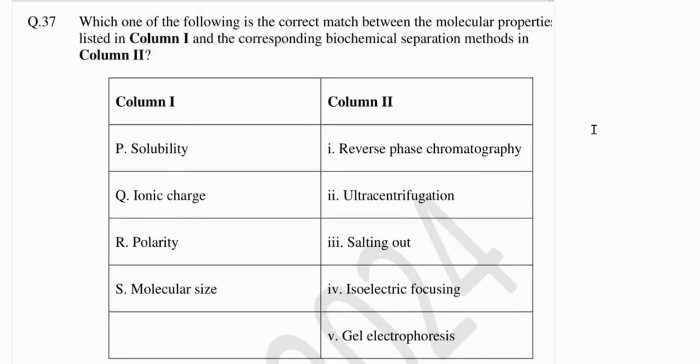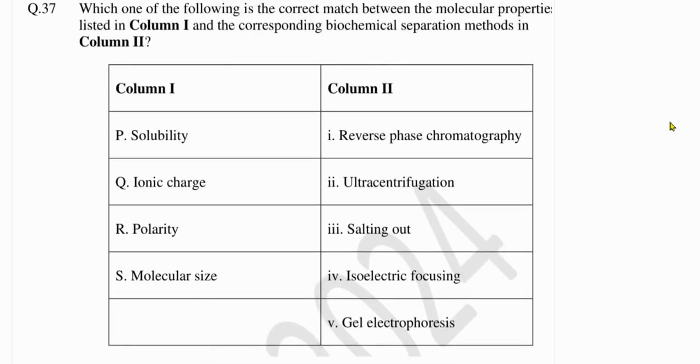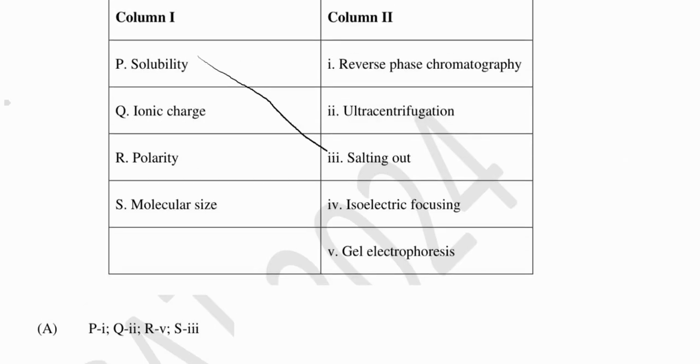Okay, moving on to the next question. This is a pretty easy question to solve. Which one of the following is the correct match between the molecular properties listed in column 1 and the corresponding biochemical separation methods in column 2? If you look at solubility, the first thing that comes to your brain is salting out. And if you look at ionic charge, the separation based on ionic charge is exploited in the technique of isoelectric focusing.